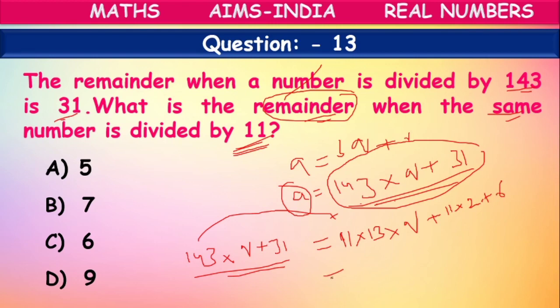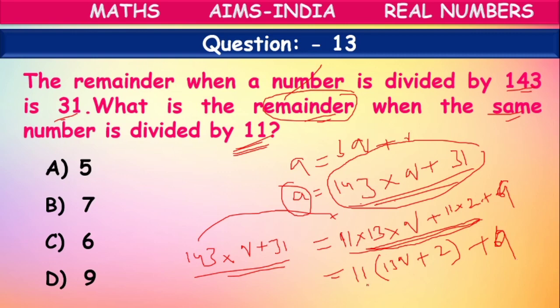Okay. Now, from these two, if I take 11 common, here 13q will be remaining, plus 11 if I take common, here 2 will be remaining. From these two I have to take 11 common, plus 9. Sorry children, here 11 2s are 22 plus 9, which is 31. Okay. So 9 is remaining separate. 11 we have taken common. This is remaining. 9 is remaining separate.